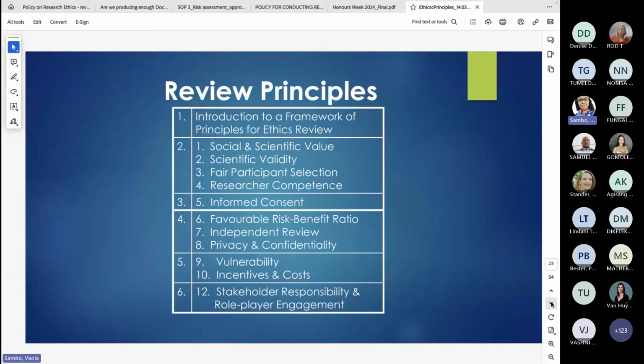Okay, I'm going to run through, before I run out of time, the review principles. I won't go into detail on this. I've spoken to you around the ethics principles within which we work. Those are the same principles that we then apply as we review applications.